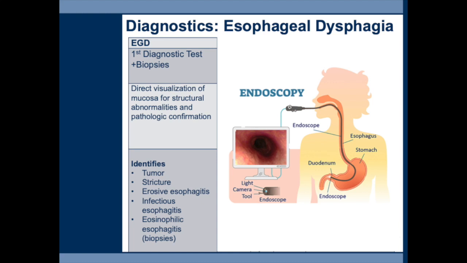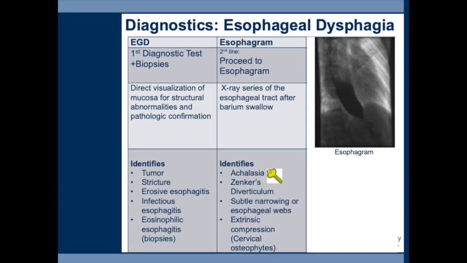Though EGD is the first diagnostic step in the evaluation of dysphagia, it's important to consider patients' comorbidities and the risk of the procedure. In these cases, sometimes an esophagram will be obtained before EGD. An esophagram is an X-ray series of the esophageal tract after barium swallow. For the highest yield protocol, you can request an esophagram with both liquid barium as well as a 13 mm barium tablet. This can help us identify differences in dysphagia between solids and liquids.